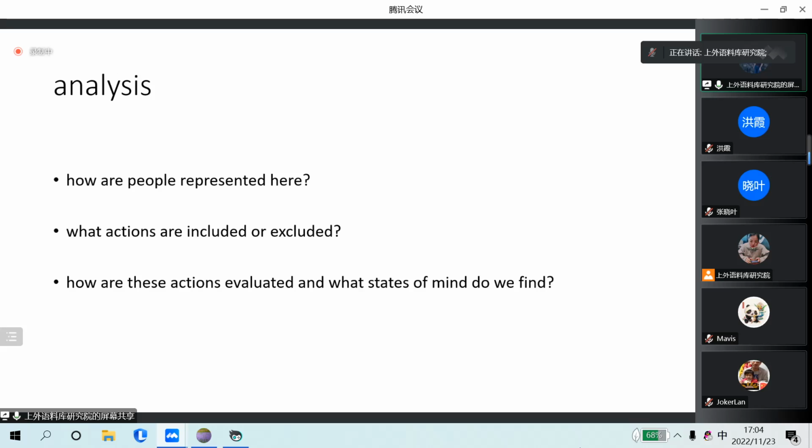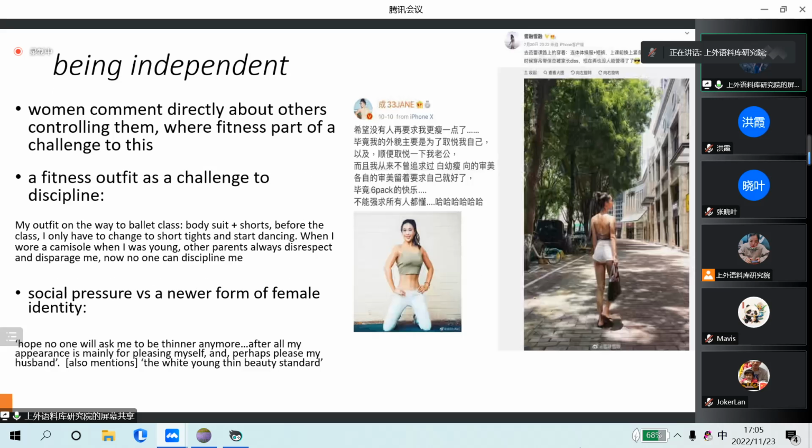Okay. So our analysis, once again, as we said before, we're going to look at how people are represented, what actions are included or excluded, and how these actions are evaluated and what the states of mind are that we find. Okay, so if we apply that as a means of analysis, we find that a lot of women were expressing being independent. That was very important.